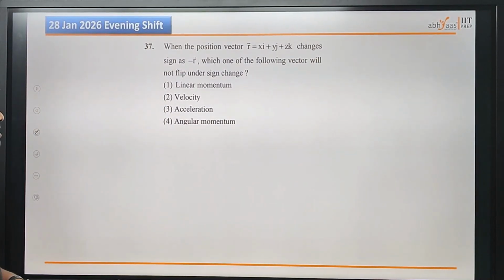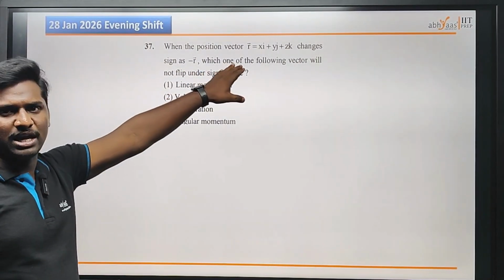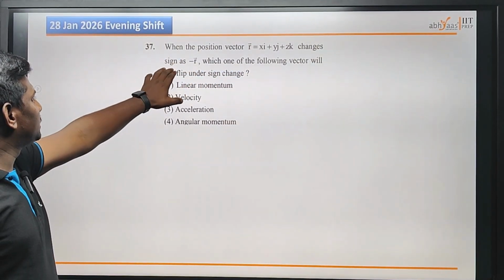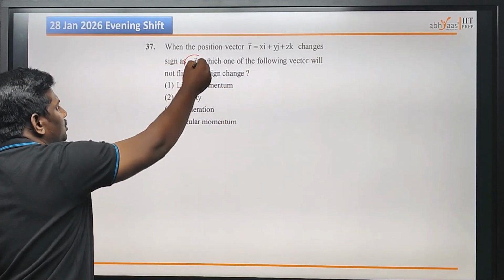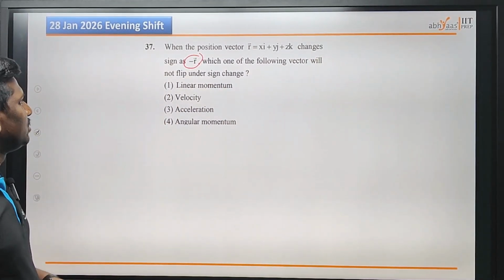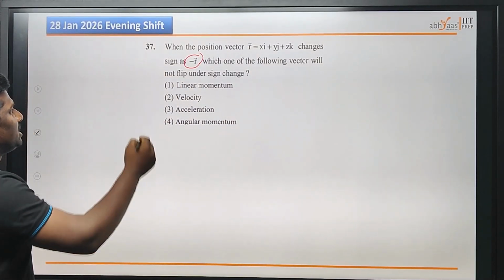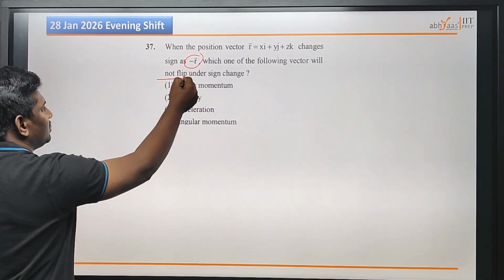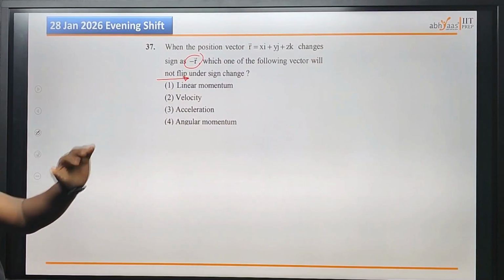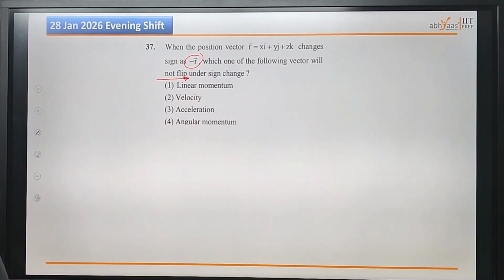Next question, question number 37. They have given that the position vector changes to negative. Which of the following vectors will not flip? What is the meaning of not flip? They won't change to negative. So take this first.